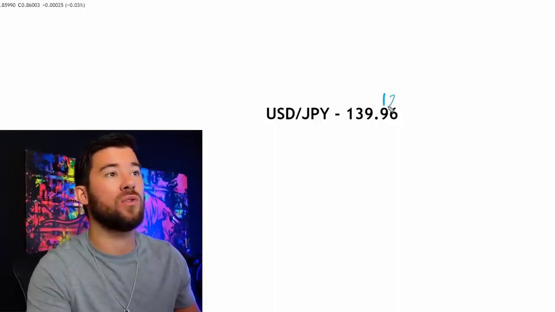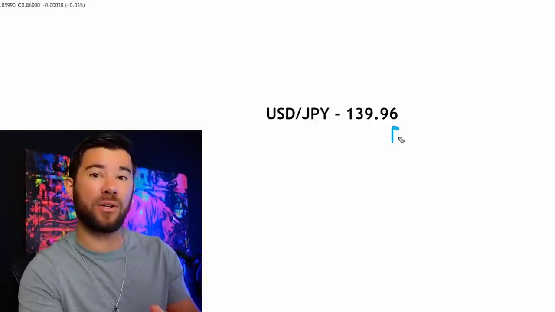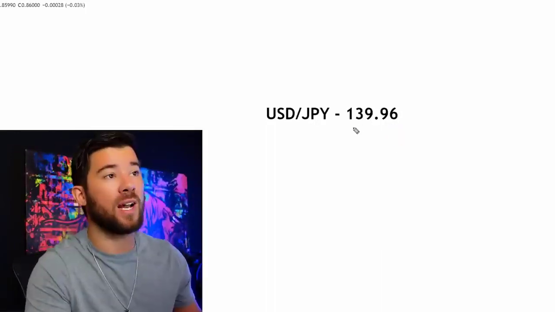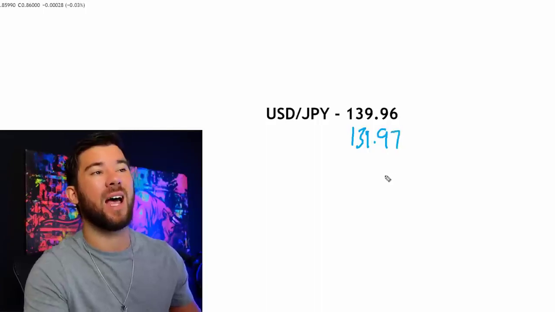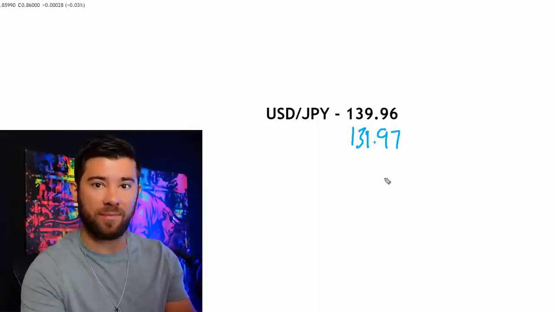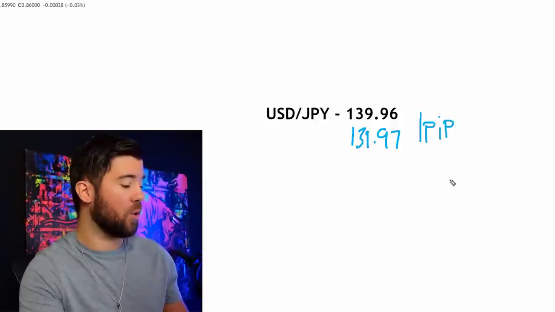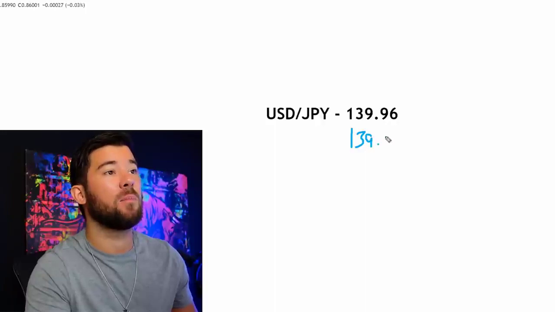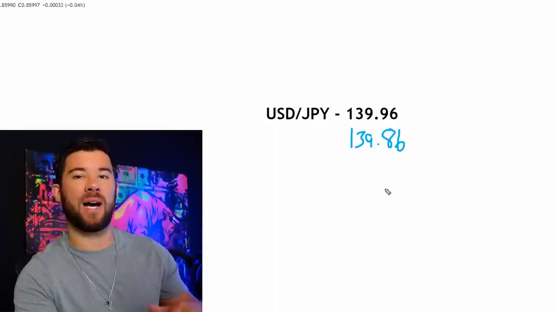So 1, 2, that would mean the 6 right here is the pip counter for the dollar yen. So if the dollar yen goes from 139.96 to 139.97, how much did the dollar yen go up? It went up by 1 pip. Let's do a couple more examples. What if we go to 139.86? How much did we go down? We went down by 10 pips.